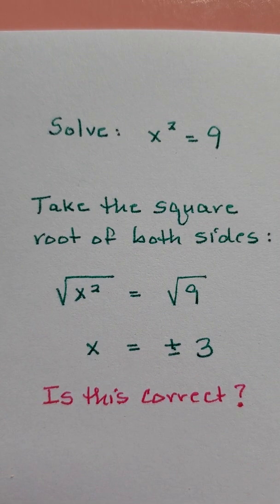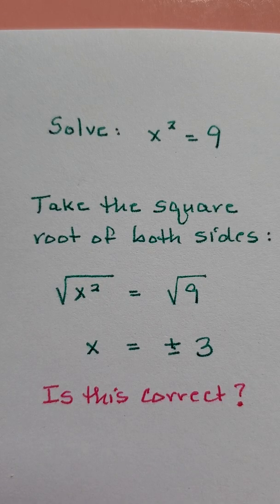Suppose we want to solve a simple quadratic equation like x squared equals 9. What I see students doing typically is take the square root of both sides. So you can see the work there, and the question is, is this correct? The answers certainly seem to be correct. If we substitute in 3 or -3, it does satisfy the original equation.